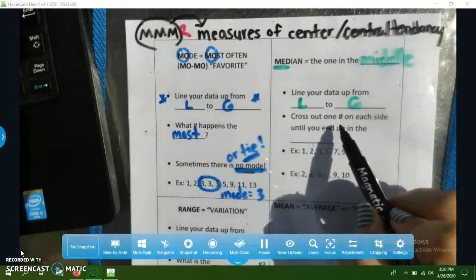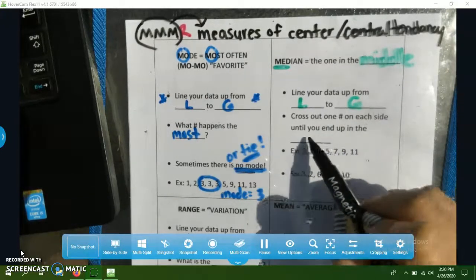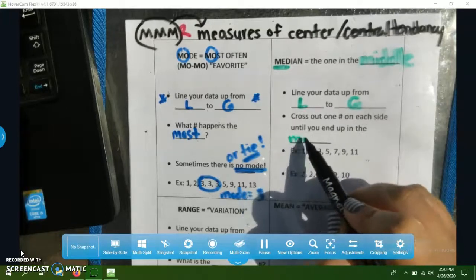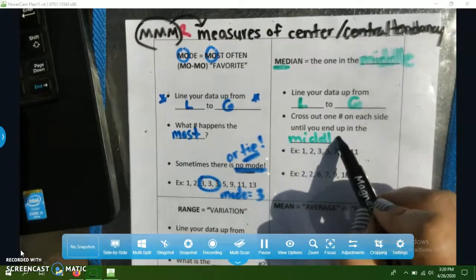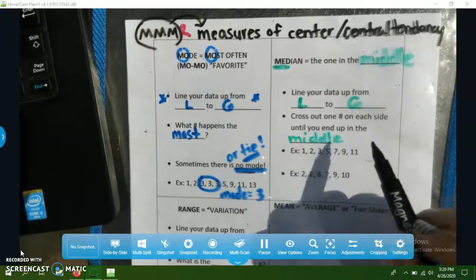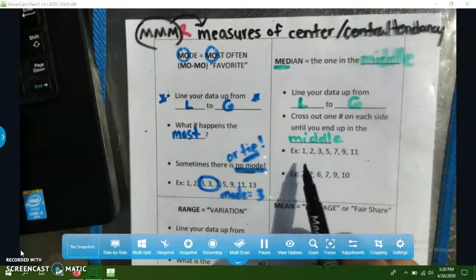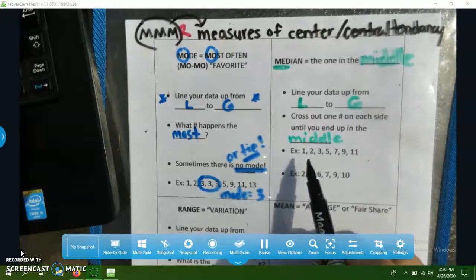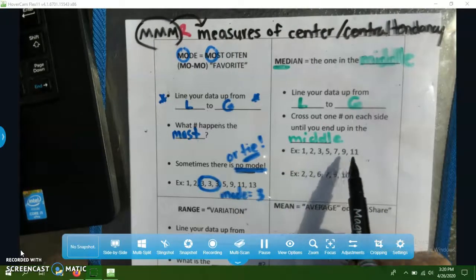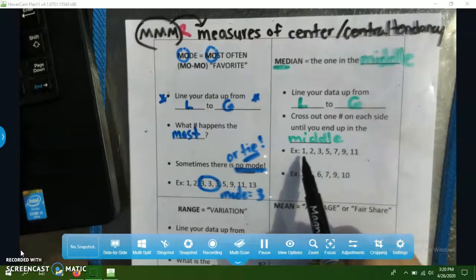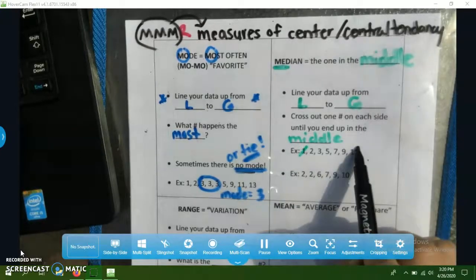You're going to cross out one number on each side until you end up in the middle. Median's the middle, just like the median of the road is the grassy part in the middle of the road. So first, let's make sure our data is lined up least to greatest. 1, 2, 3, 5, 7, 9, 11. Looks good. So we're going to cross one out here and one out here.